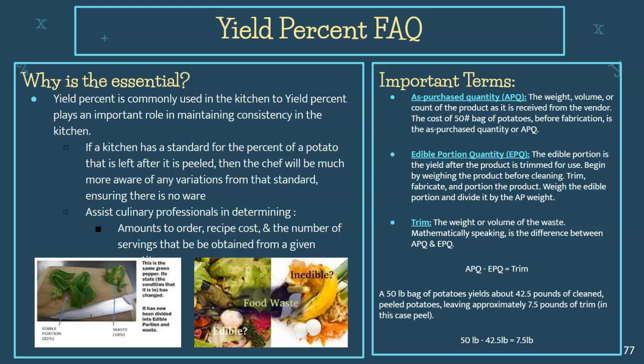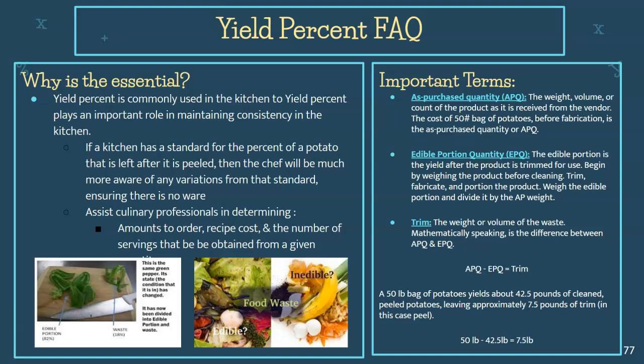Not all of it is edible. So from that, you'll break it down to calculate out your edible portion quantity, also known as EPQ. The edible portion is the yield after the product is trimmed down. So based on these potatoes, I'm going to fabricate them, meaning I'm going to peel them if I don't want to use the skin, and I'm only going to use the flesh. Okay, so you begin by weighing the product before cleaning. Then you're going to trim, fabricate, and portion the product, and then you'll weigh the edible portion, and you'll divide that by the AP weight. So we'll be practicing calculating out the edible portion.